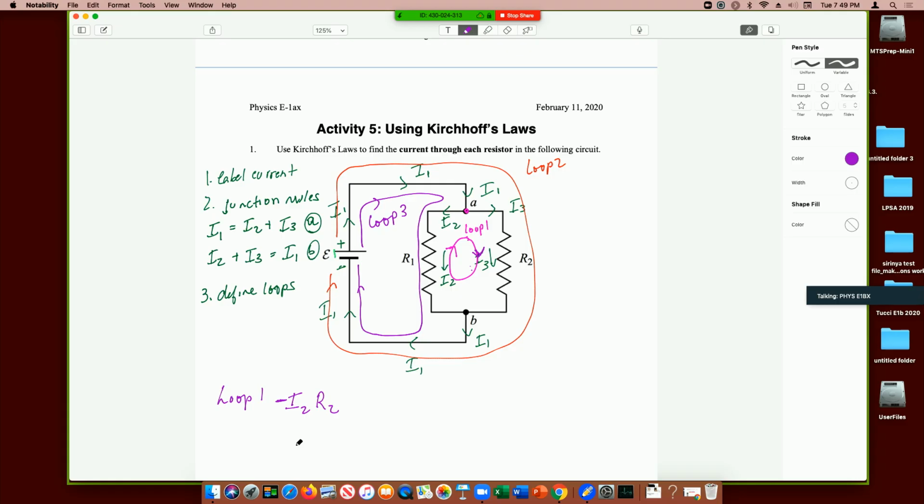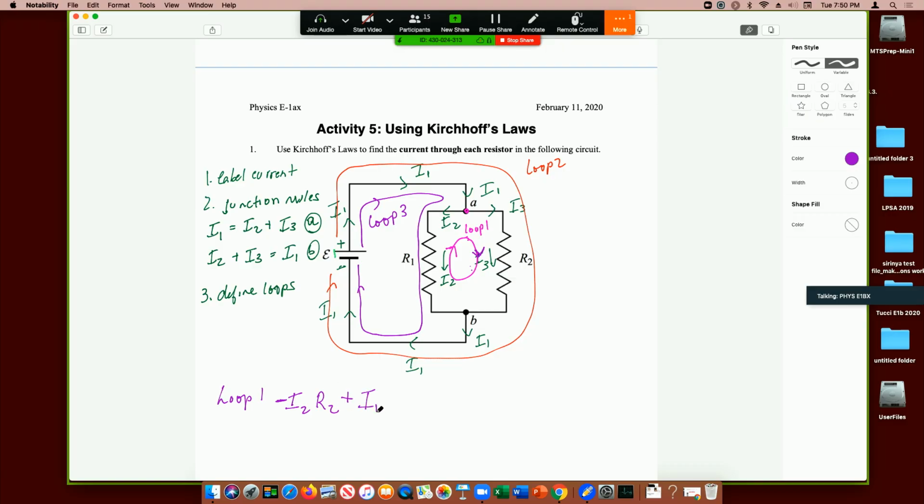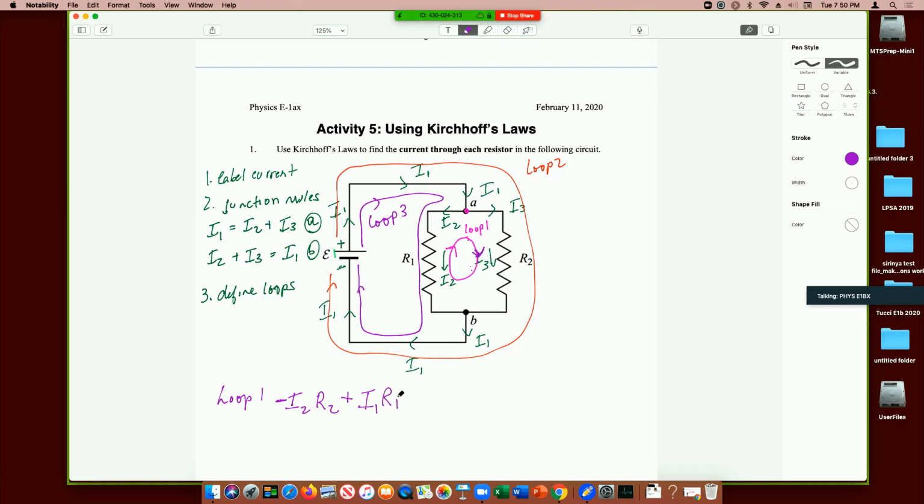What's I times R? Voltage, right? So it's going to have a voltage drop of I times R. And then what about this one? The direction of the current is down, but the direction of the loop is up. Do you see that? My green arrow is down, my pink arrow is up. So it's going to be plus I1 times R1, and that's going to equal 0. So that's my equation for the first loop.